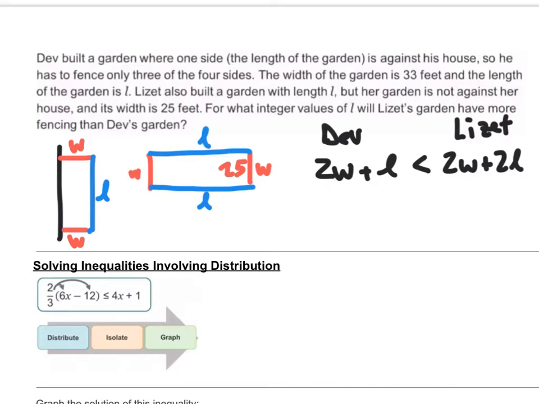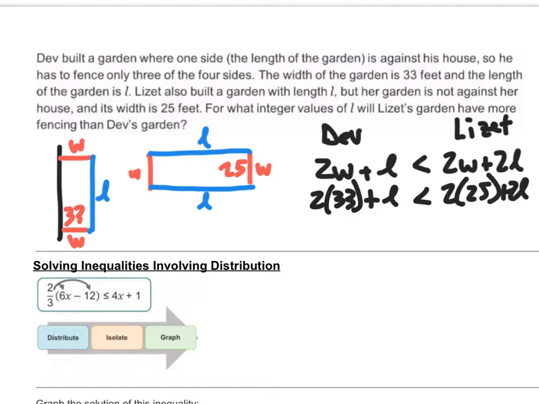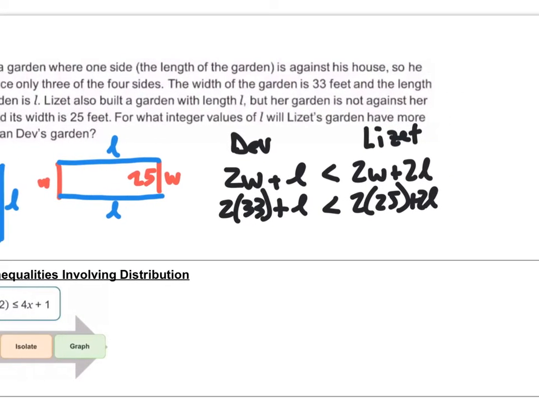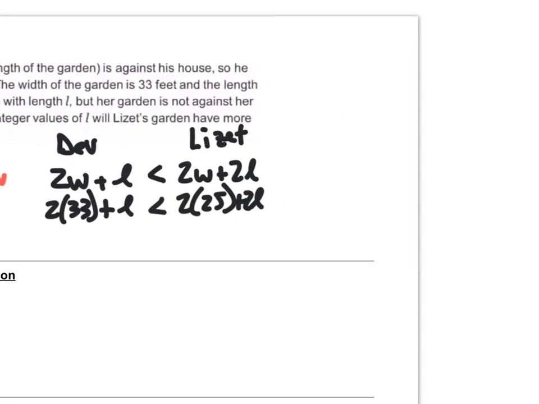Now what we know is that the width of the garden for Dev is 33. Okay, I'm going to call this 33. So I've got 2 times 33 plus L is less than, and the width for Lizette is 25, so 2 times 25 plus 2L. Okay, and we want to just solve this for L. So for what integer values of L does Lizette's garden have more fencing than Dev's garden?